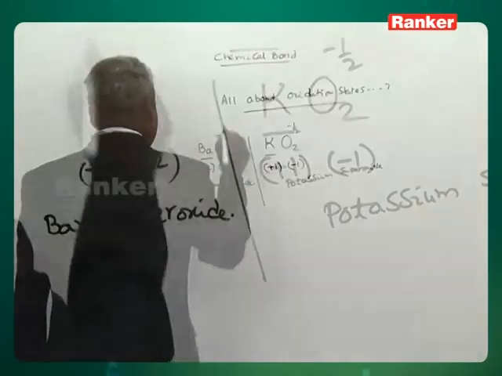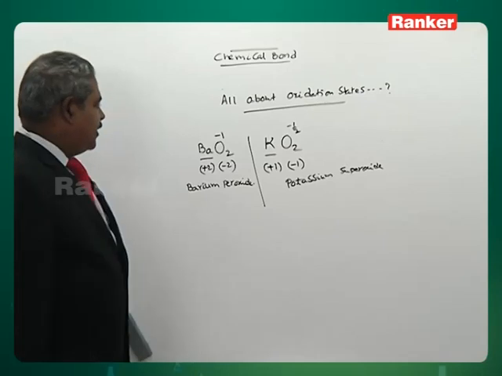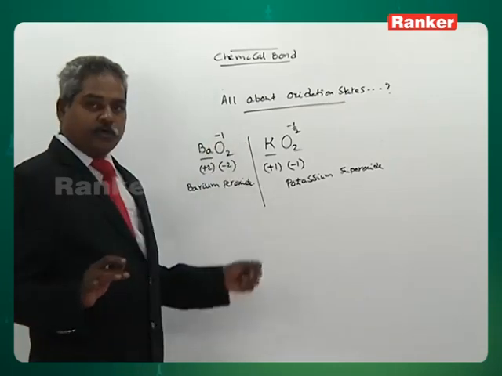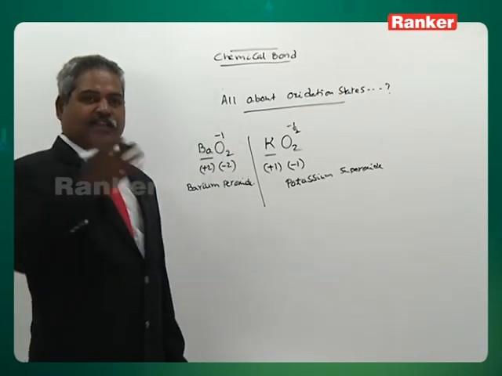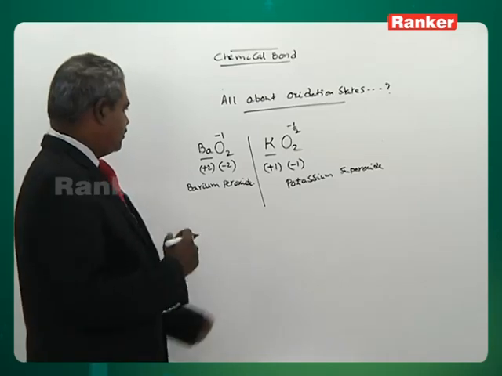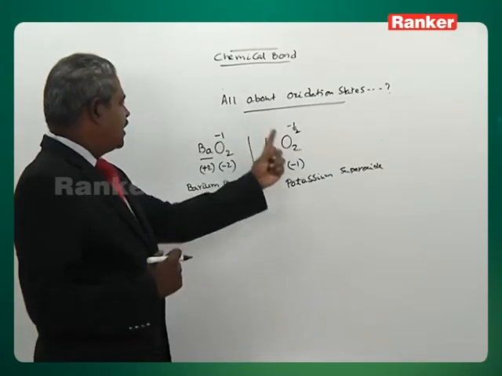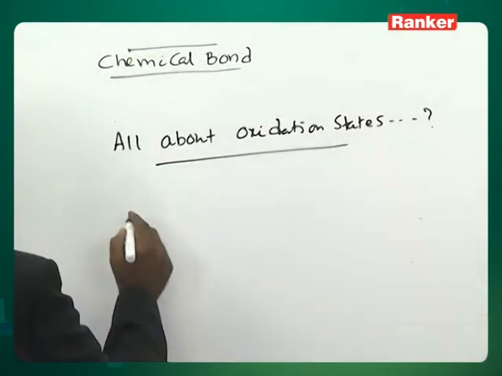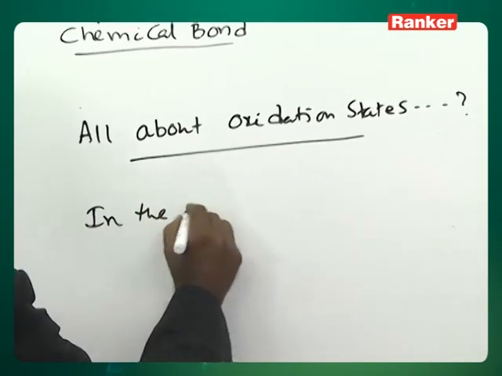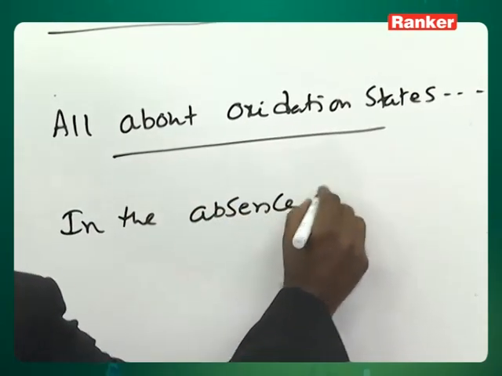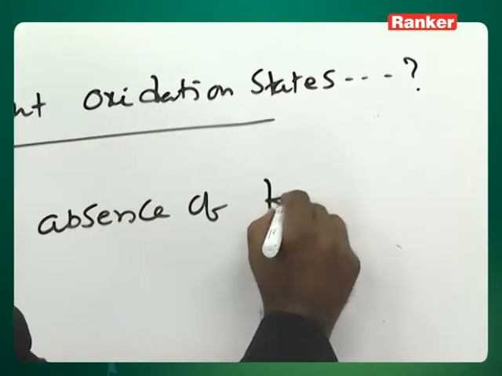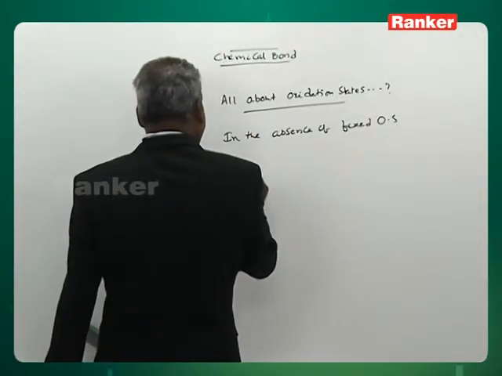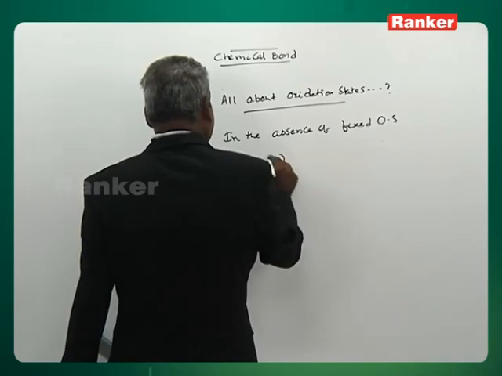Barium peroxide. So whenever there is an element with fixed oxidation state, that element will take charge of that molecule and decide the oxidation state of others. He will become the owner of that molecule, and he will decide what others should get. Now, in the absence of fixed oxidation state, give minus 2 to oxygen.